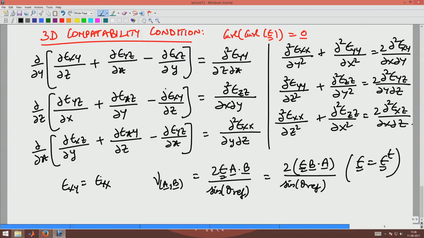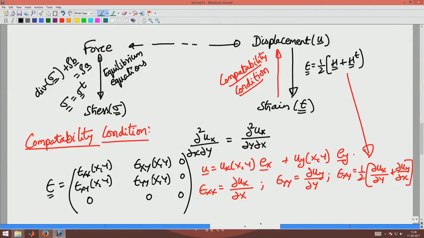So, we have seen what a compatibility condition is. The only equation that is remaining, going back to this chart, is the one that connects the stress and the strain. The equation that connects the stress and the strain is called the constitutive relation.